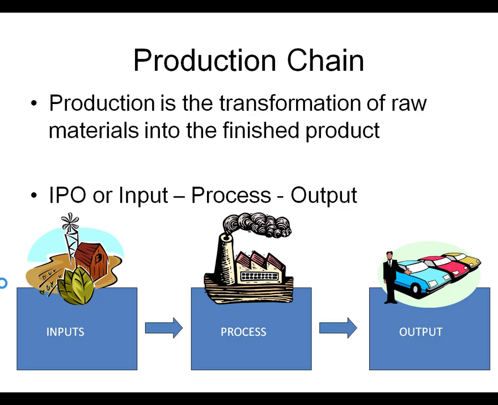So here we have the IPO diagram, also sometimes called a production chain. Production is basically the transformation of raw materials into finished products. So we can see here inputs, process, outputs.